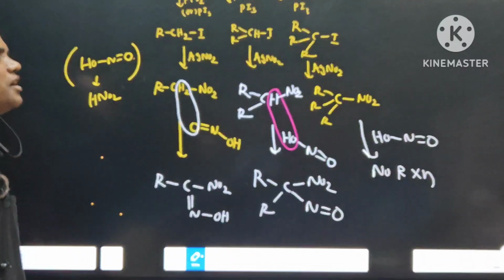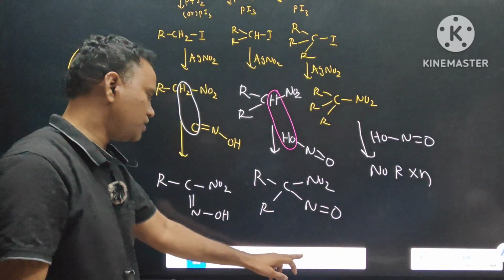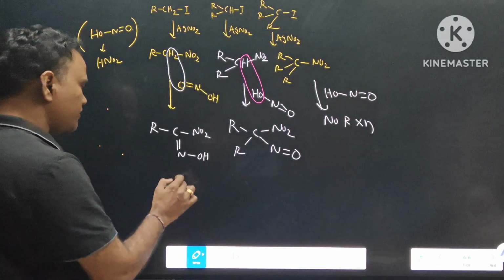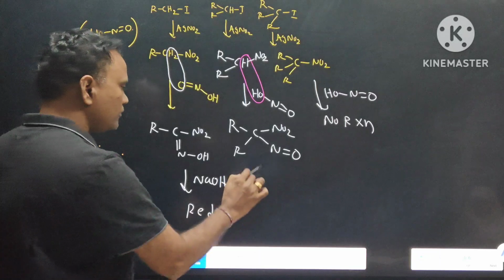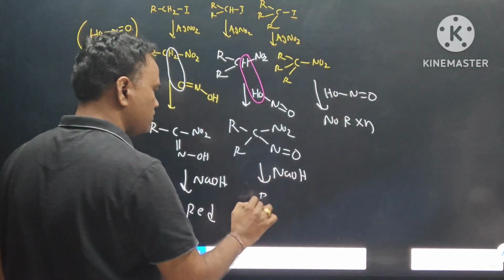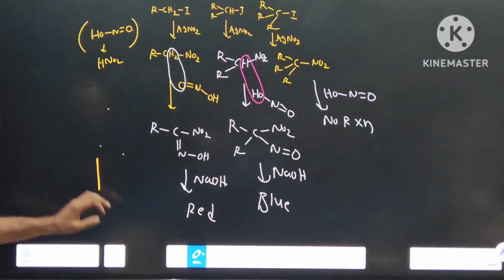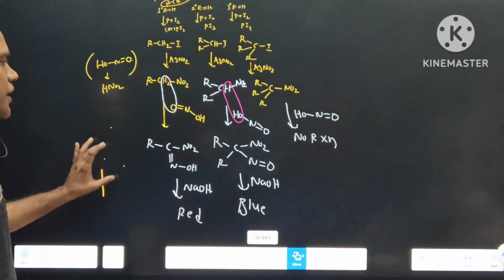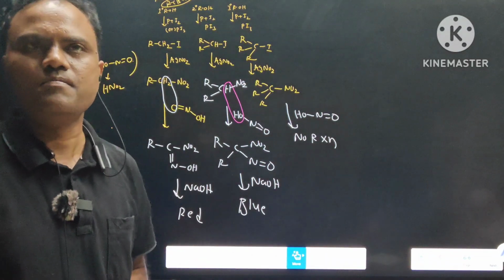That's why 3 degree alcohols do not give any color. And finally, when it is treated with NaOH, we will get a red color. When we treat with NaOH, blue color and already colorlessness. That is the mechanism actually. This is just for an idea only. If you do not get it, nothing will happen. Simply skip it.